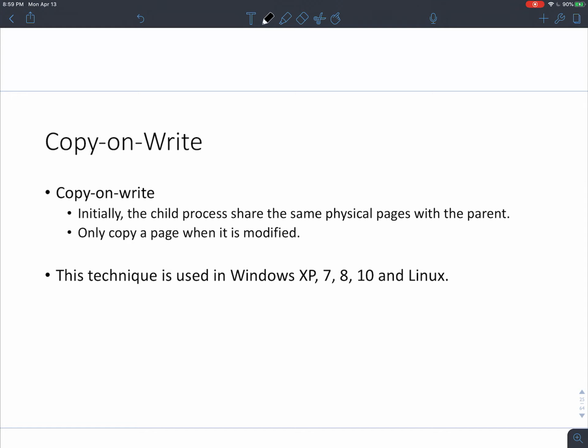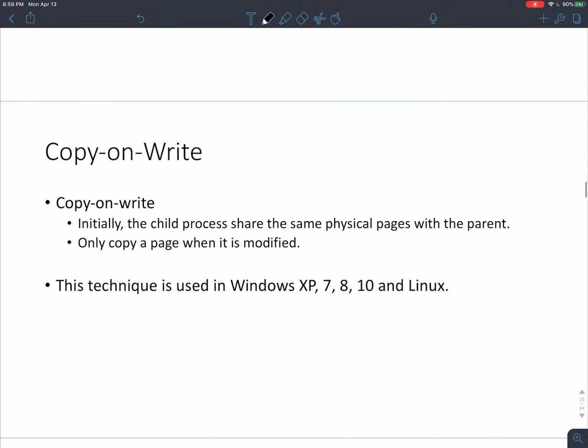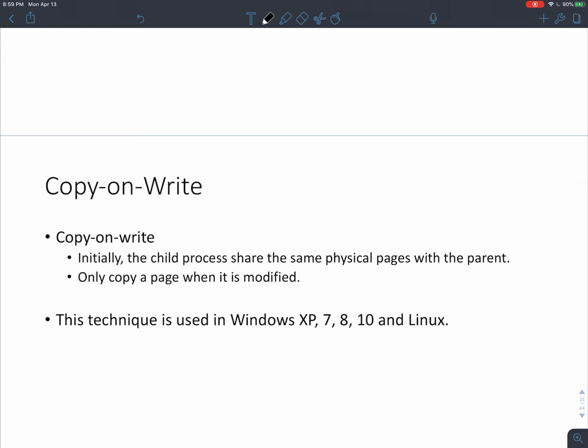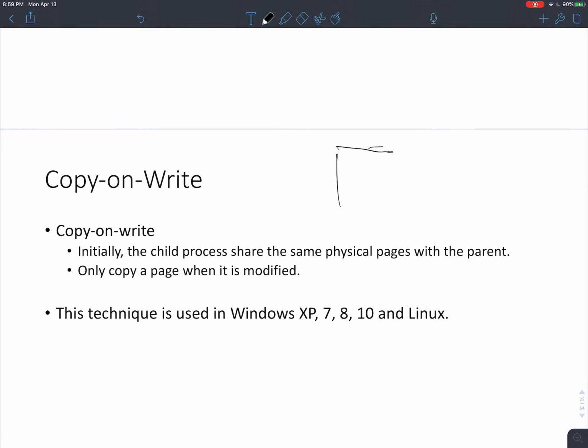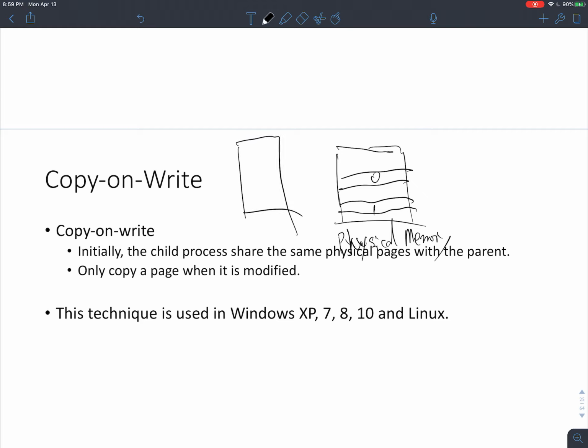So operating system designers came up with a strategy called copy on write. What this strategy does is that initially the child's memory space shares the same physical memory space with the parent. So what does that mean? For example, if this is our physical memory, our RAM, and these are the pages, page 0 and page 1, that are occupied by the parent process. On the left hand side, we have the parent process, and this is the parent process page table.